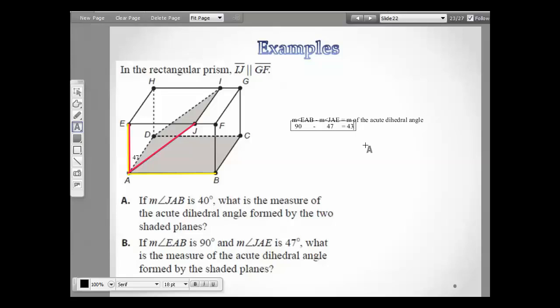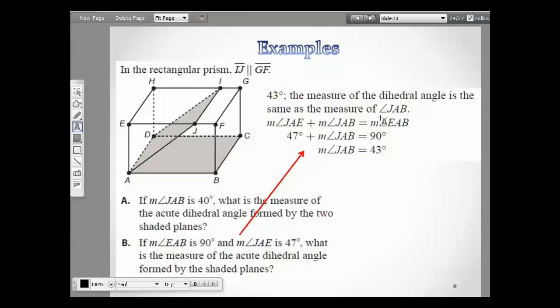And now I'm just going to look on my calculator and verify this, because I don't want to give you wrong answers. I always second guess myself. So there you go. The measure of that dihedral angle is going to be 43 degrees. I'm going to go ahead and type that in here. That's the dihedral angle that's created by the shaded planes, and it's going to be 43 degrees.